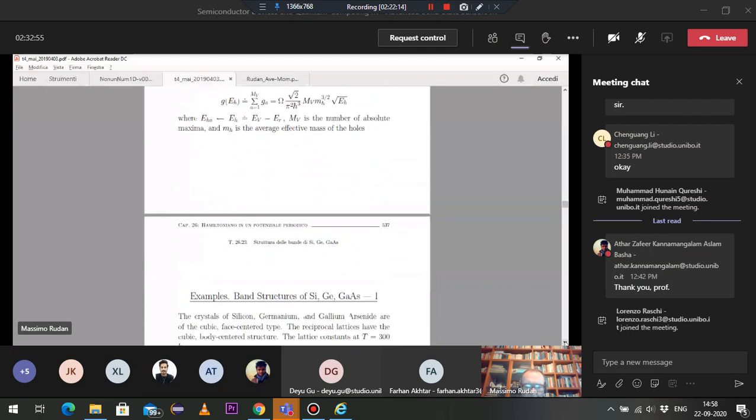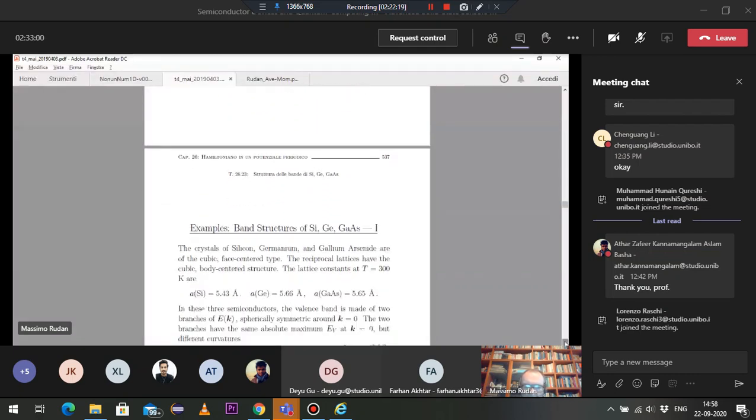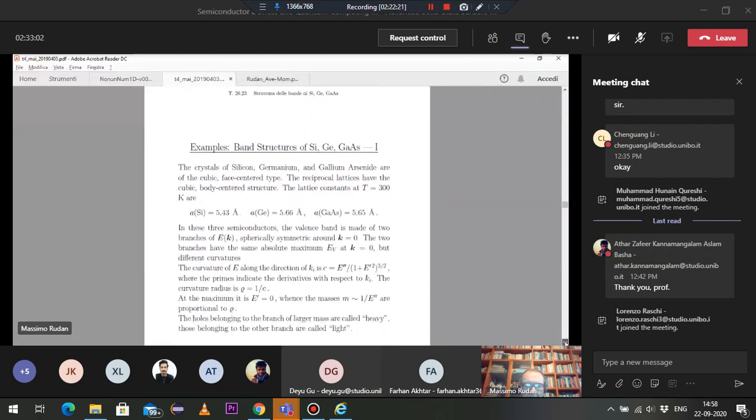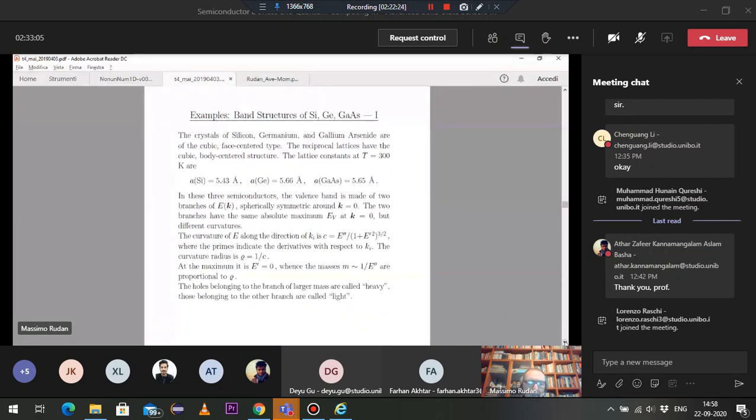So from now on, we are going to use the parabolic band approximation, okay? In the next slides, I'm going to show you some parameters. Some of them are already known to you, okay? So we keep considering silicon, germanium, and gallium arsenide. You remember they have the face-centered cubic type of crystal, and the reciprocal lattices have the cubic body-centered structure, okay?